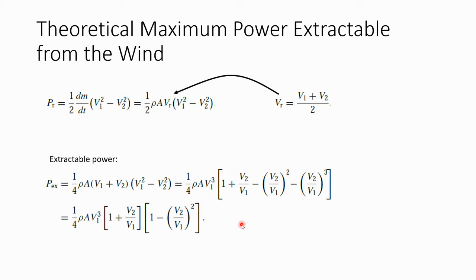Right. So let's get back to the power extractable from the wind turbine equation, which is half rho A VR times V1 squared minus V2 squared. Since we now know VR is equal to V1 plus V2 over 2, we can substitute this into here, and we will obtain this form. It will be expanded into this slightly more sophisticated form. Then we can rearrange the equations and simplify it further to become this form, and finally this form. All right.